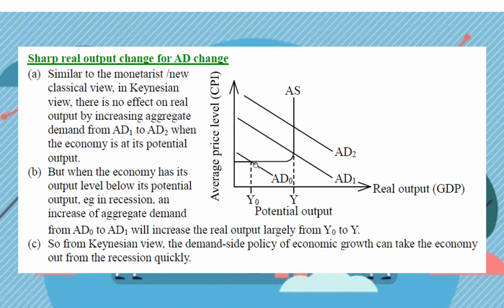Look at this diagram. During a recession, when the output is lower than the potential output, you increase the AD from AD low to AD1. Wow, a big increase of output, surging to the potential output. So you can take the economy out of a recession quickly. Of course, in the Keynesian model, if it is not in a recession, normal already, full employment already, increasing the demand side, increasing government spending, has no use. So don't do it.